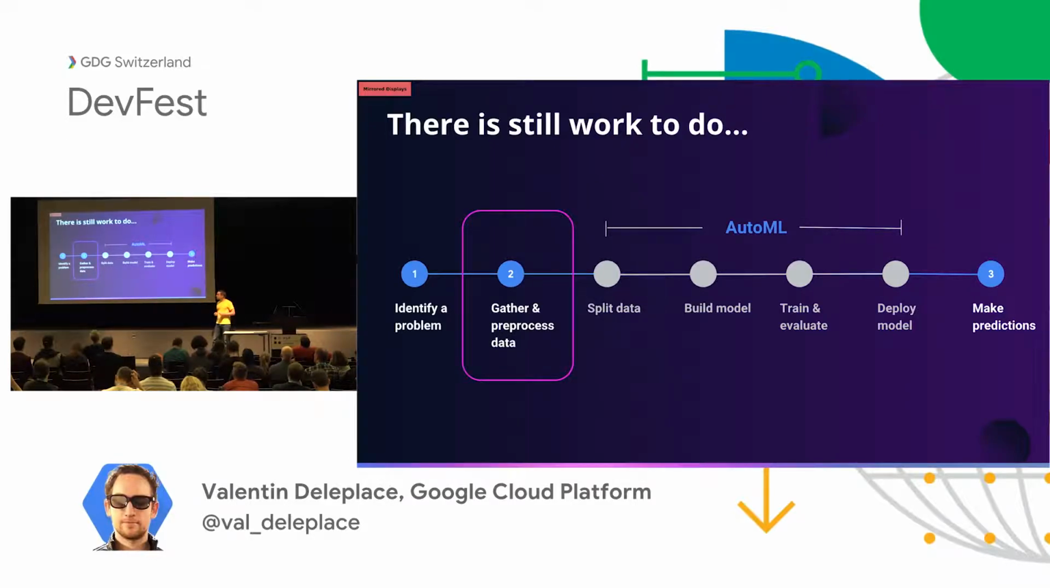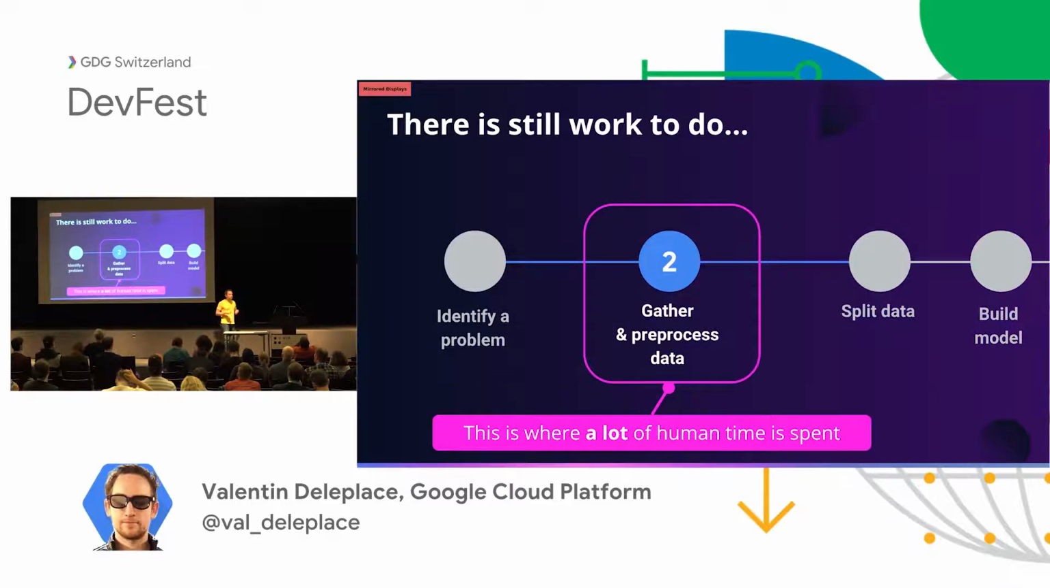So there is still work to do, and I cannot overemphasize this. You still have to gather data, a lot of data that is of interest to you. And this is still a lot of human time, and this is not automated by AutoML. So you still need a few data scientists or software engineers to do that work, to gather and cleanse the data or do the pre-processing, to make sure it makes sense for your use case, and this is not automated.